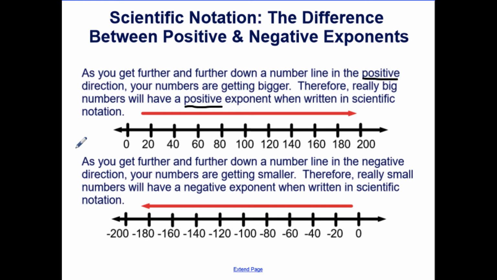On the other side, as you get further and further down a number line in the negative direction, your numbers are getting smaller, right? Bigger for positive, negative for smaller. Therefore, really small numbers have a negative exponent when written in scientific notation. You just have to think about the directions your really big numbers and your really small numbers are going on a number line.